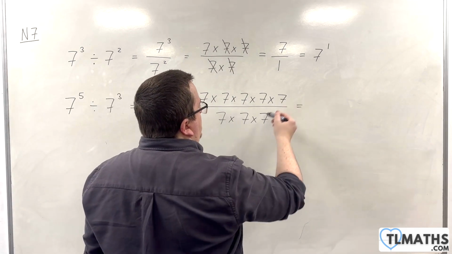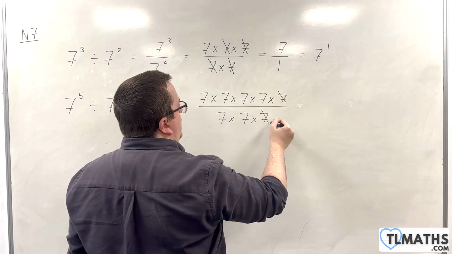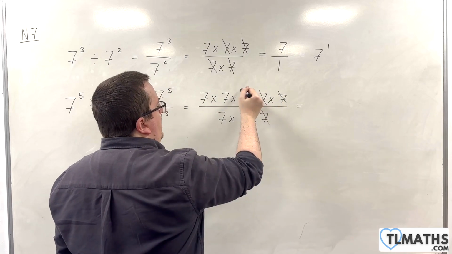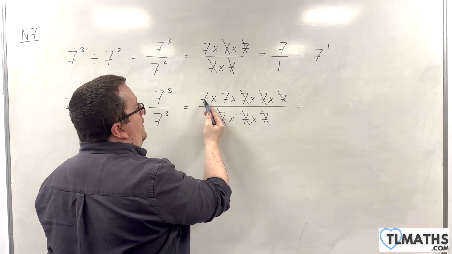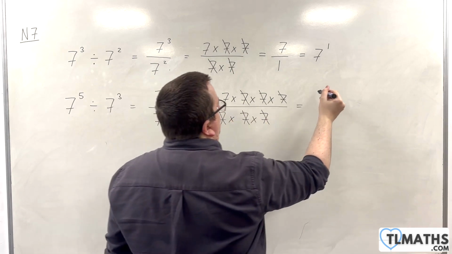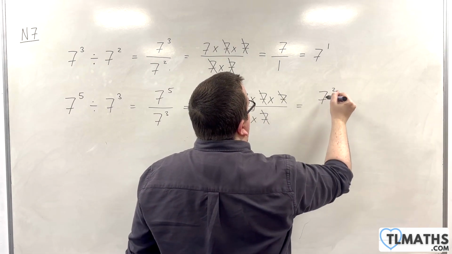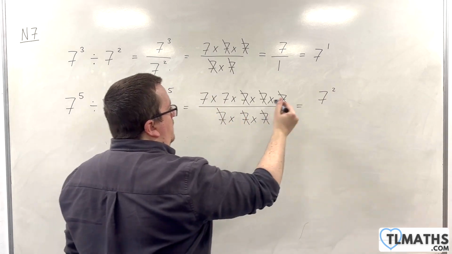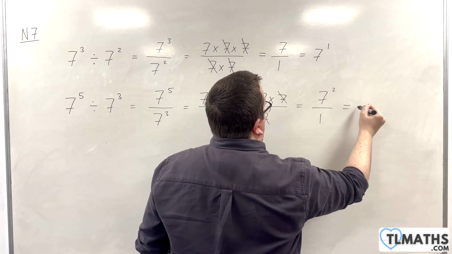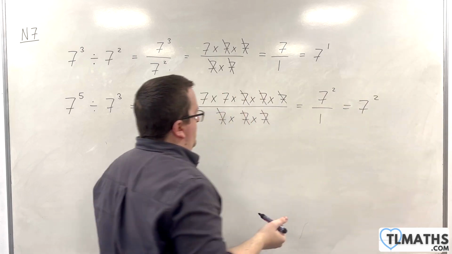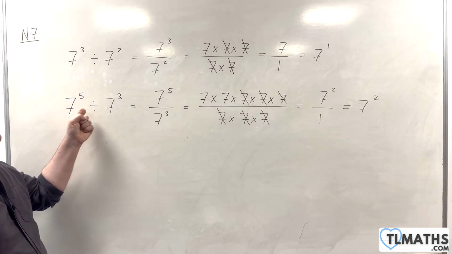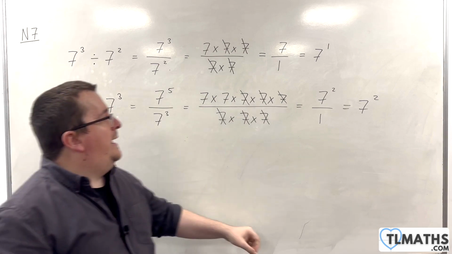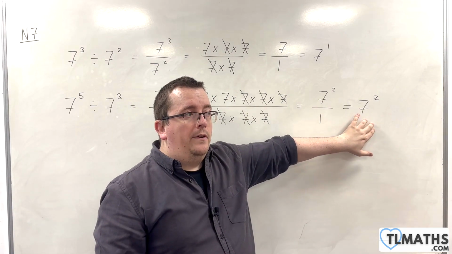Now we can divide top and bottom by 7, and then again, and then again. And what I'm left with is 7 times 7 in the numerator, which is 7 squared, over 1. And so we have 7 to the power of 2. So 7 to the power of 5 divided by 7 cubed is the same as 7 squared.